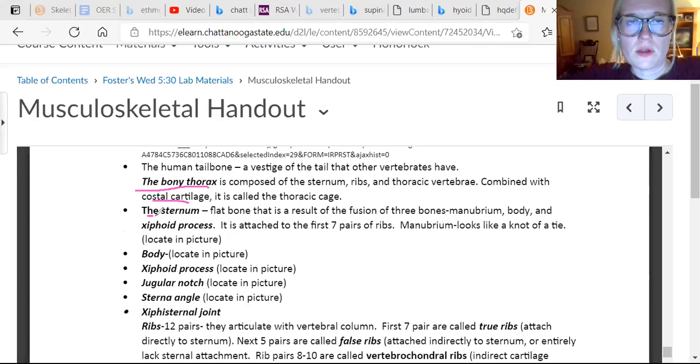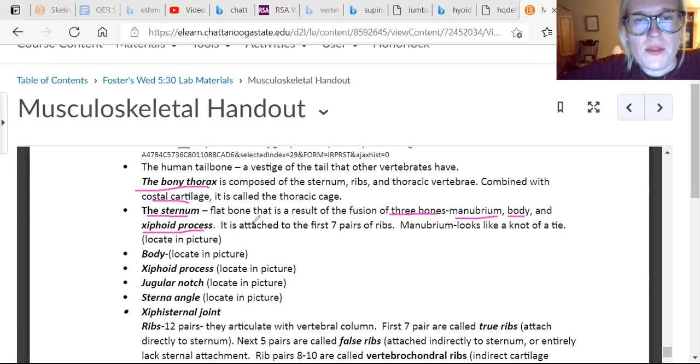The sternum, however, there are certain terms that make up this flat bone. I know you guys know where the sternum is, but it's a fusion of 3 bones. You need to know this, fusion of 3 bones. The manubrium, okay, looks like a knot of a tie. We'll look at it. The body, and something called the xiphoid process just means it's like a sword projection, is what that term means, sword projection, okay?